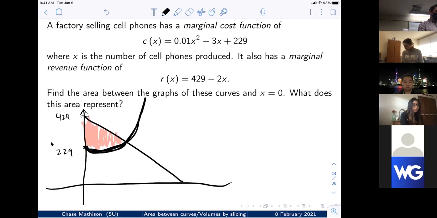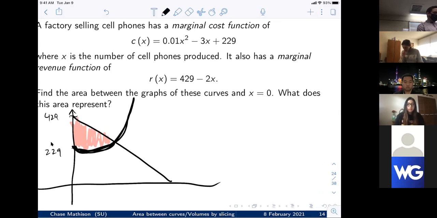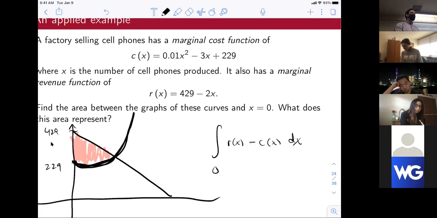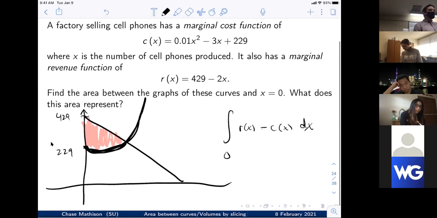So what curve are we looking at? That's the top curve for us. R of x is the top curve. So we want to find the integral of R of x, little r minus little c, dx. And we know we're starting with x equals 0, and we want to go until our top bound, which, how would I find that top bound? Which is right here where they intersect, right? How do I find that top bound? Simply, I set those functions equal to each other, right?